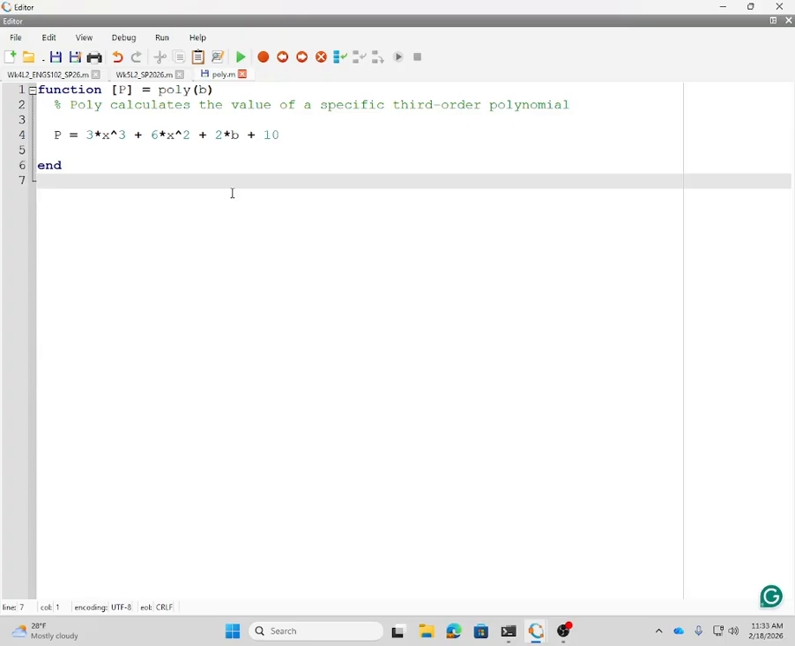Exactly. So the variable in the parenthesis is an argument, right? And the variable I wrote is b, but inside the poly function I have x. Does it match? Two different variables. So it needs to be either x in the argument, or b in the main script. There's no way we can deal with two things. So we're going to make sure that instead of x, it is b.